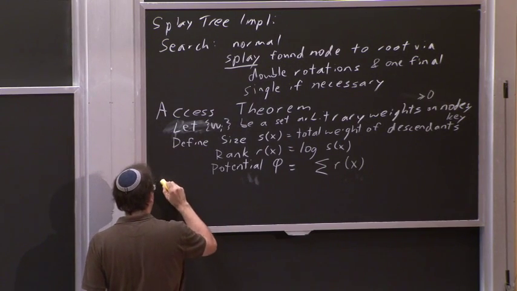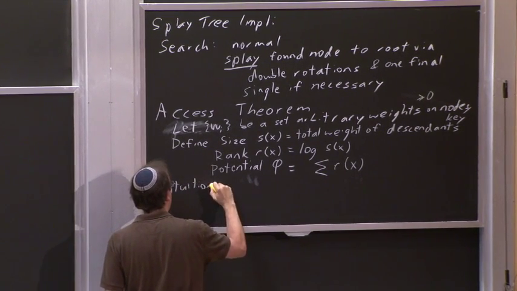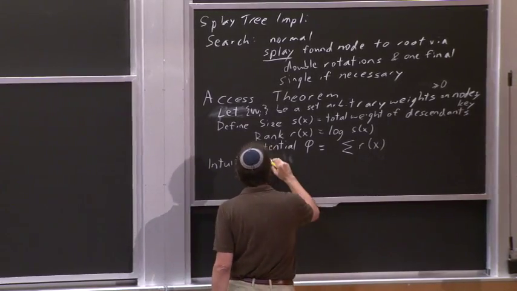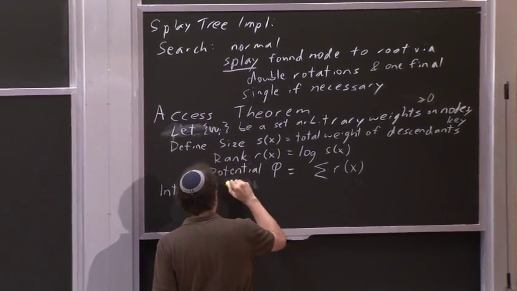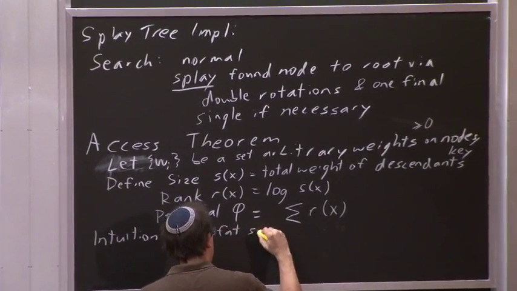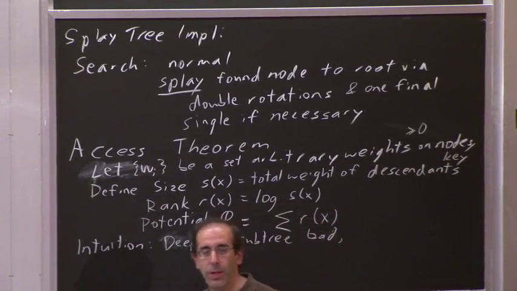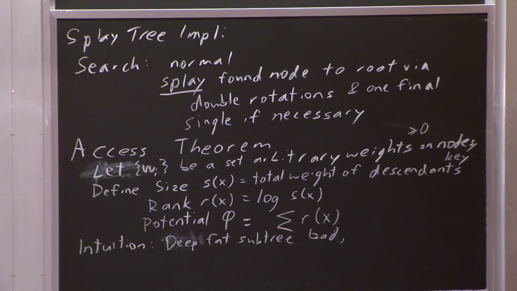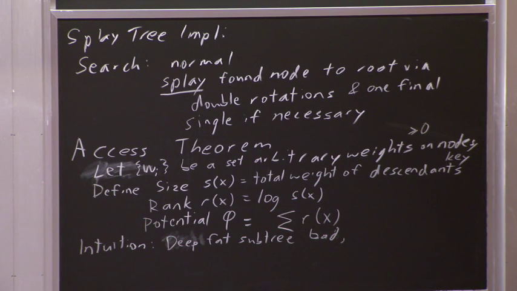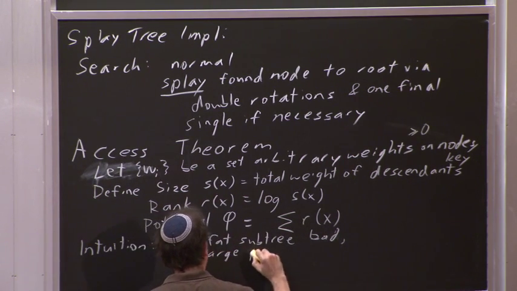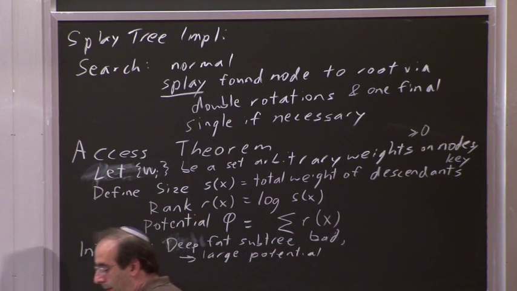But let me at least try to give you a little bit of intuition about this potential function phi. We'll get some more of it later, and you'll see some more on your homework. But the intuition is that having a deep fat subtree is bad. In other words, a deep fat subtree contributes to these long searches, these long paths. And so we should associate that with a large potential, so that when we do away with that deep fat subtree, we get back the energy that we need to pay for the bad search that we just did. So this should imply a large potential. And I claim that it does.